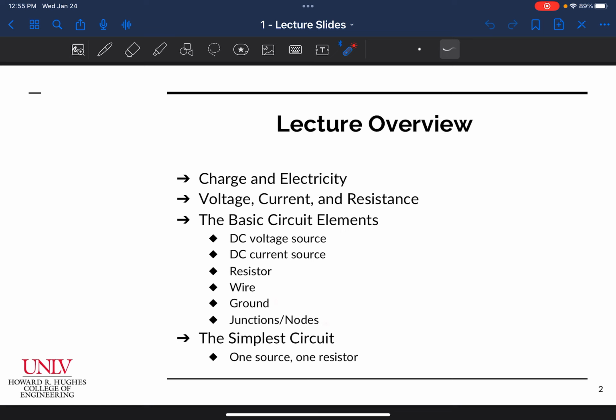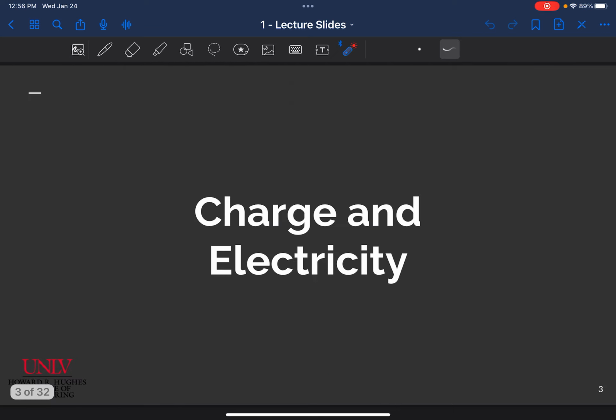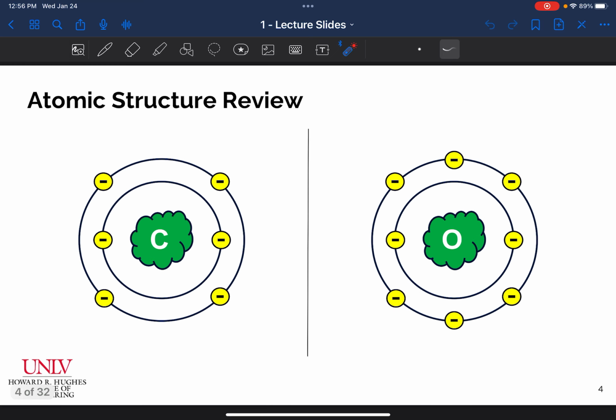The schematic is basically just another fancy name for the diagram of the circuits that we're going to draw and analyze. And then lastly, I'm going to talk about the simplest circuit, which is just a single source, single resistor circuit. And then we'll go ahead and solve that circuit. This is all just kind of overview for this module or this section of the class, if you will. But again, this is just going to be a short video to start because I'm not going to go through all of this in one video. So the first thing I'm going to talk about is charge and electricity.